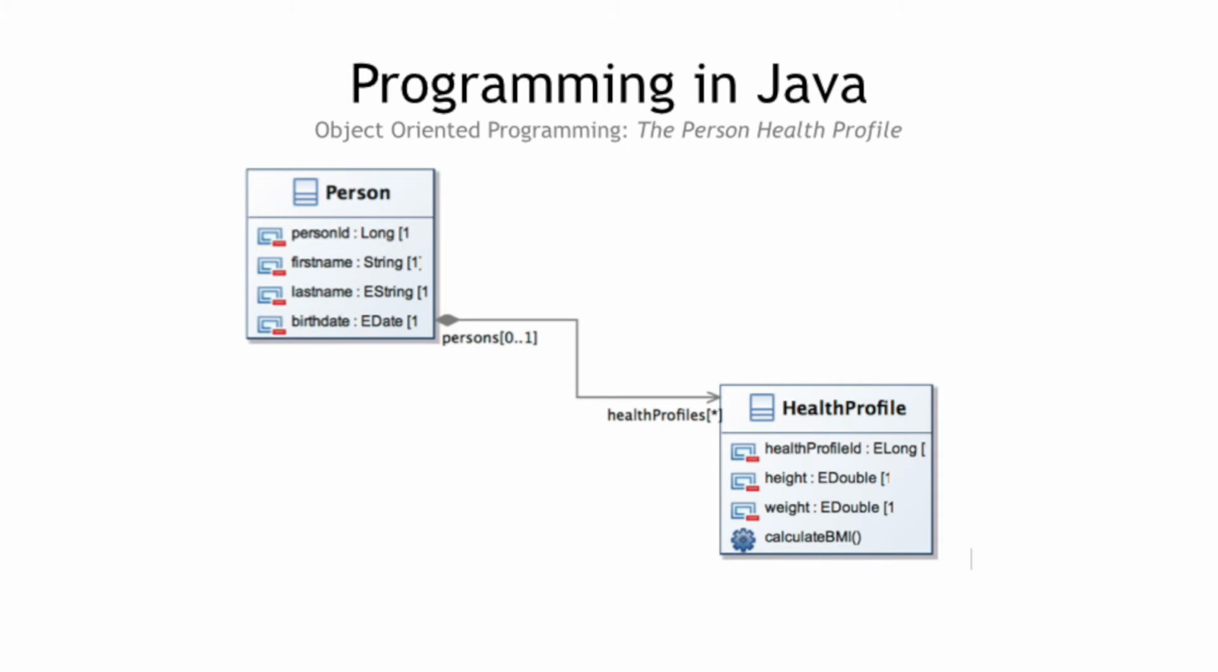A person can also have a health profile, which is another class, which is defined, for example, to store health measurements like height or weight or other measurements that we can see. Inside the health profile, we can also have some methods that operate on these fields, like for example, calculateBMI.